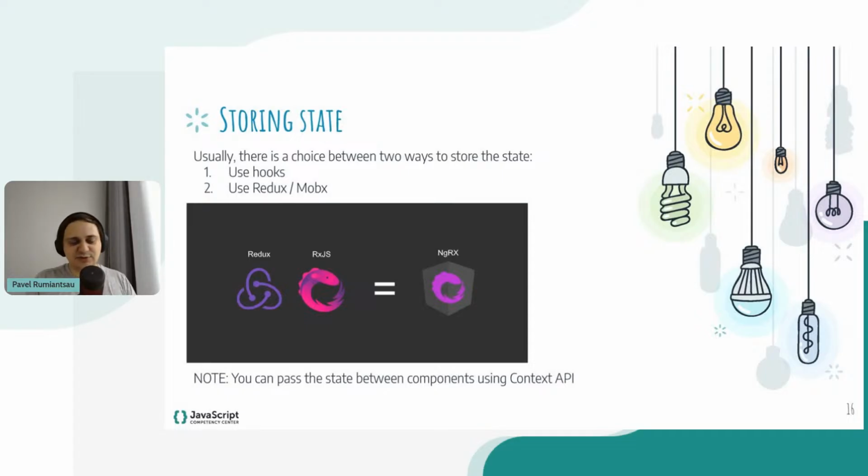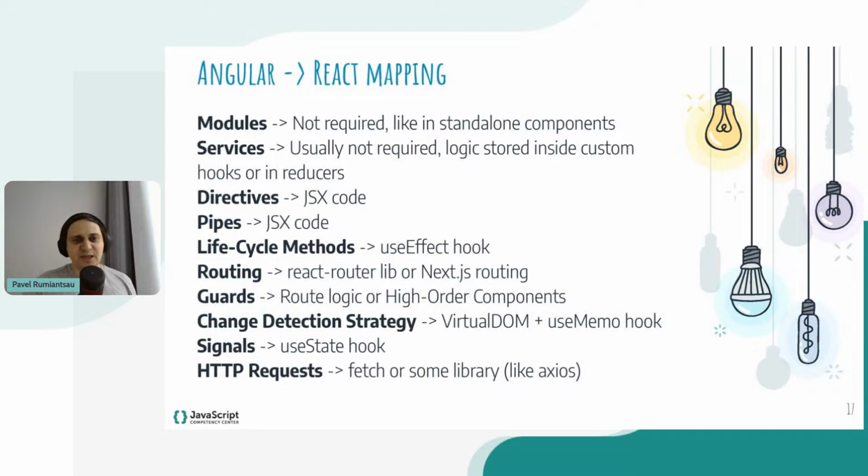Also, it's possible to share the state using the context API, which means that, for example, if you want to create a custom theme, or if you want to work with custom translations, you can wrap your application with this context, and you can save the state inside this context.